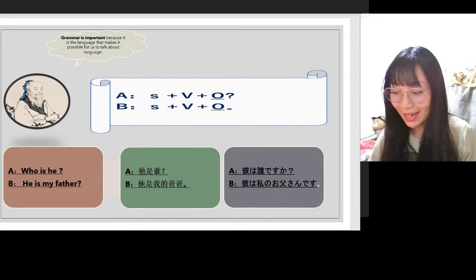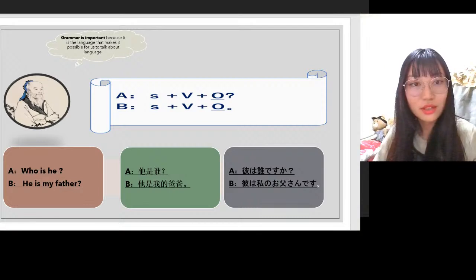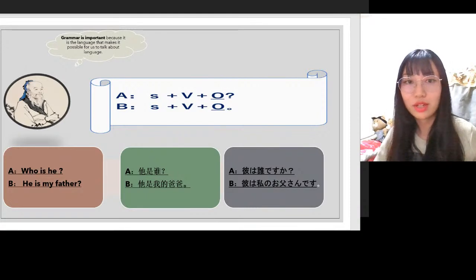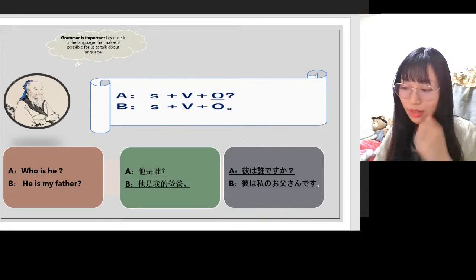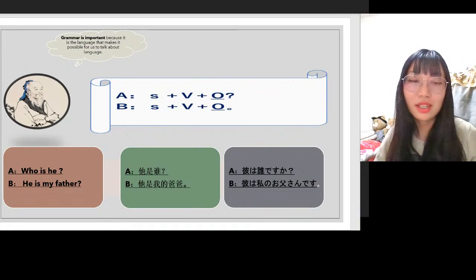Okay. So who is he? It's going to be a question. But in Chinese, it doesn't matter if it's a question or just a normal sentence. We don't really change the order. Japanese is also like that. Whether it's a question or an answer, they don't change the order. So who is he? In Chinese it's 他是谁? In Japanese it's 彼は誰ですか?